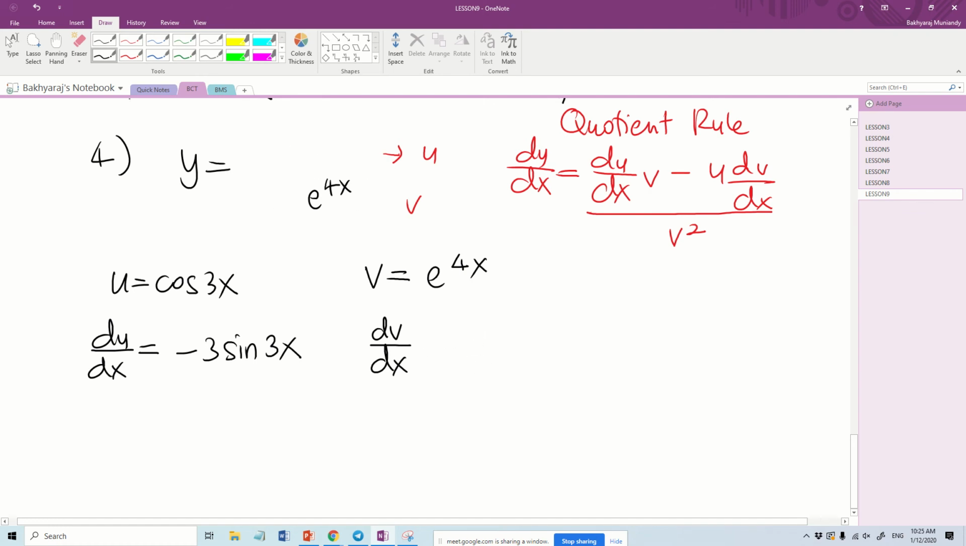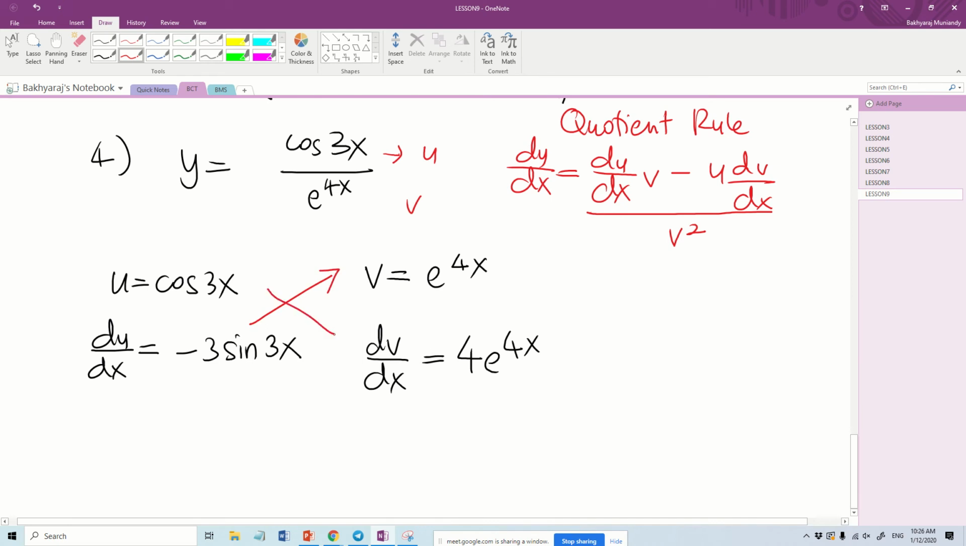Okay, kejap dia hilang. Sorry, tak tahu kenapa dia hilang. Very sorry for that. Okay, again. So dv dx will be equal to 4 e^4x. Once we differentiate, then you can go for the formula, which is the quotient rule. So kita darab silang, cross multiply this and go for the last answer.